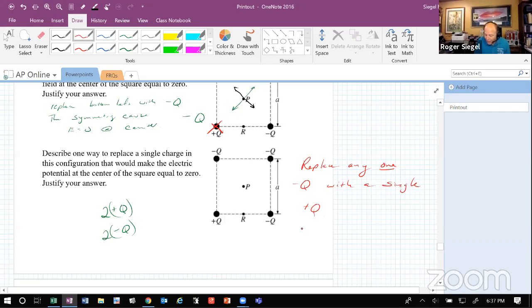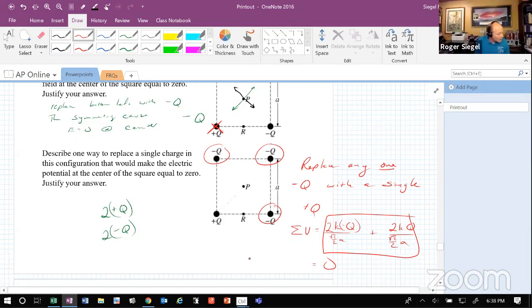If I do that, that means the sum of all the voltages is going to be equal to negative 2KQ over, what did we say this was? Let's see, that's square root of 2 over 2 A. And then we have a positive 2KQ over square root of 2 over 2 A. And so this negative and this positive add to 0. So I replace any one Q minus, either this one or this one, with a Q plus, and I am good to go. All right.